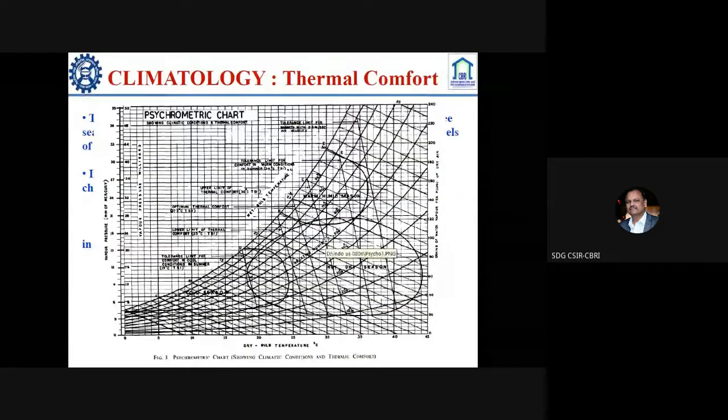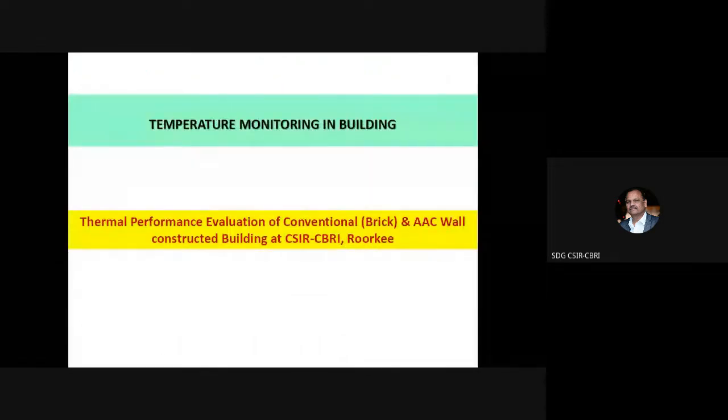Apart from this, there are some ASHRAE and ISO certified thermal comfort indices, such as the Predictive Mean Vote, PMV, and the PPD, which are very famous. My colleague Dr. Anuj Kumar has presented on the usage of PMV to find out the energy consumption in residential buildings. So, coming to the case study, temperature monitoring in the building.